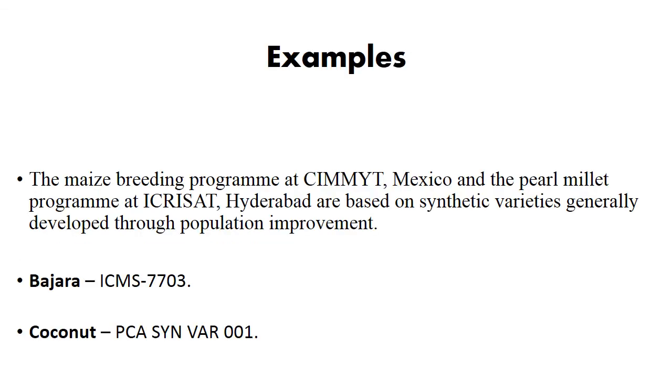Example, maize breeding program at CIMMYT Mexico and pearl millet at ICRISAT at Hyderabad are based on synthetic varieties generally developed through population improvement. First one is Bajra ICMS 7703 and coconut PCA Synthetic variety 001.